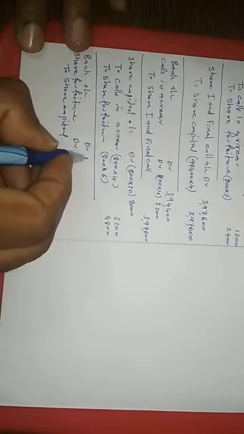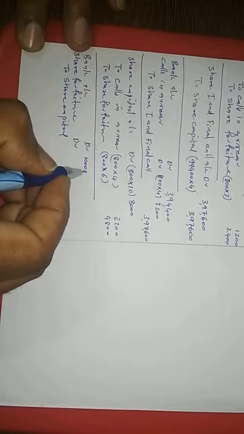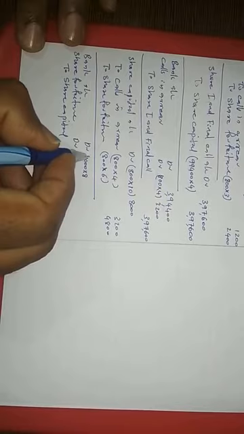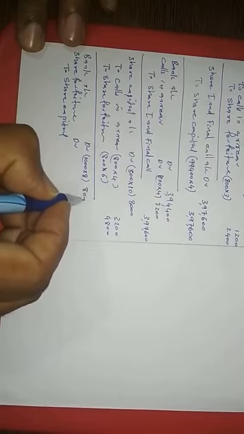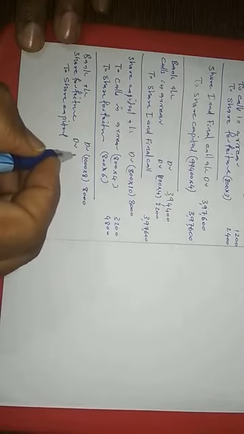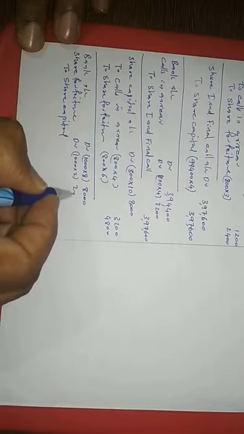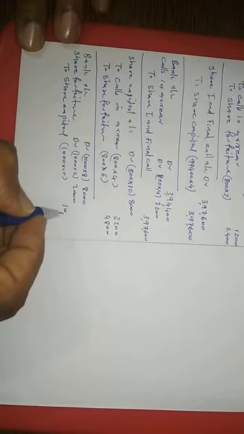Bank will be 1000 into, it is issued at, see the question, 8 per share. So 1000 into 8, 8000. Then share forfeiture will be 1000 into 2, 2000. And here 1000 into 10, 10,000.